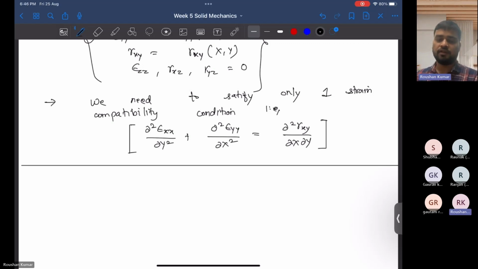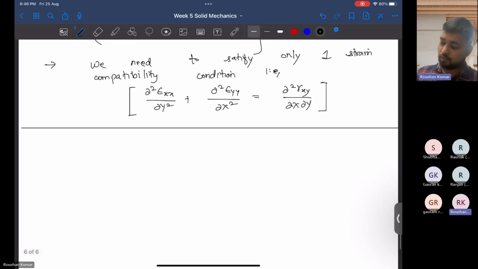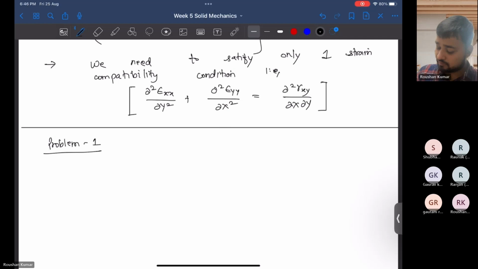So the concepts that I discussed from the starting of the lecture will be used in solving the problems, which we will now be discussing. So the first problem is problem 1. We have to find out the strain tensor and longitudinal strain in this question.